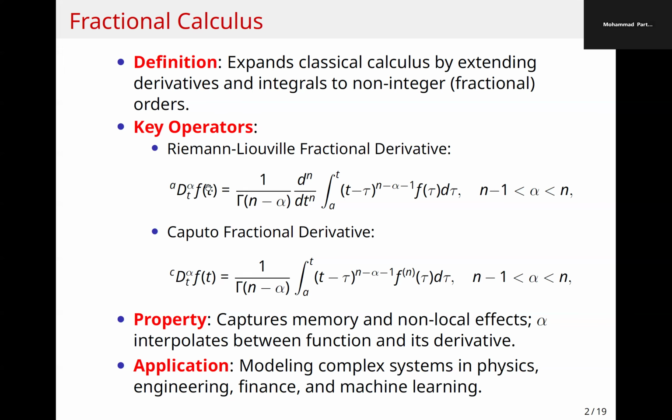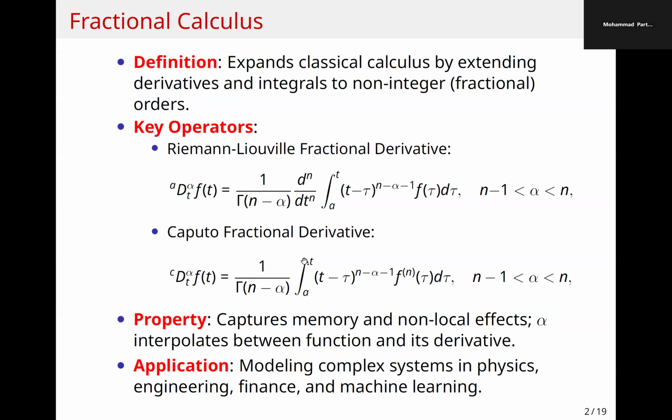For a given function, the fractional order derivative of the function with the order of alpha is as follows. Here you see that both definitions contain an integral term. The difference is that for the Caputo fractional derivative, the integer order derivative of the function is inside the integral, but for the Riemann-Liouville derivative, we have the derivative of the whole integral. And here alpha is between n minus 1 and n, where n is an integer number.